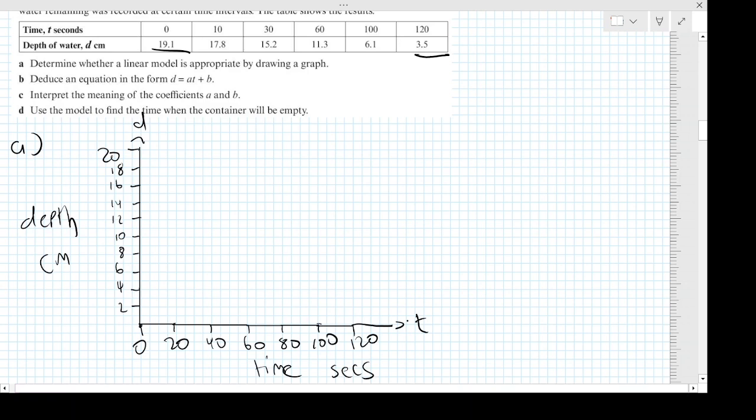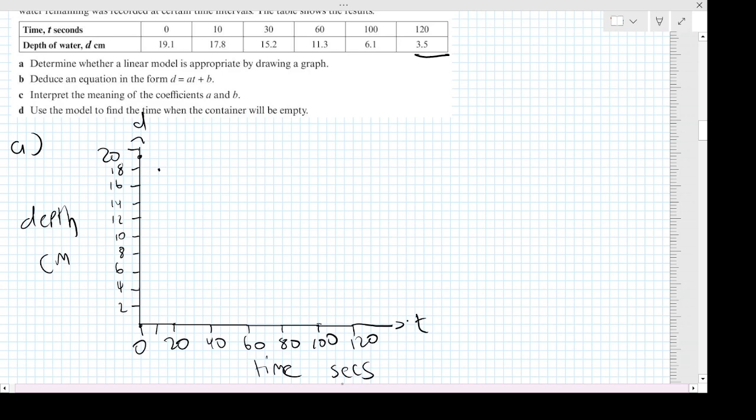So now let's plot our points. Time is 0, the depth is 19.1, so it's going to be there. Then the next point is t is 10, and the depth is 17.8, so it's going to be there. 17.8 is close to 18, so it's going to be about there.